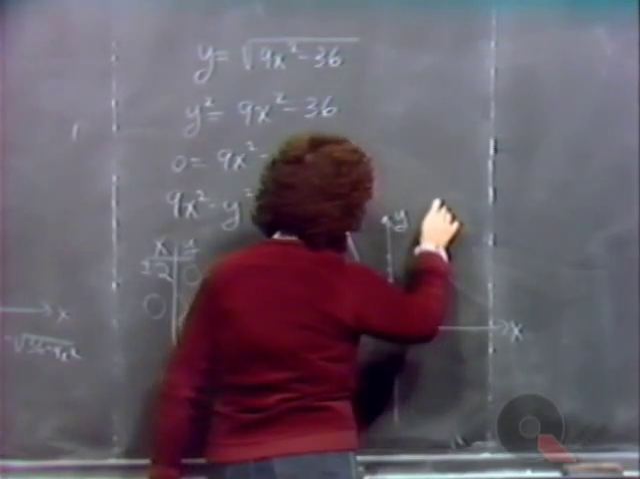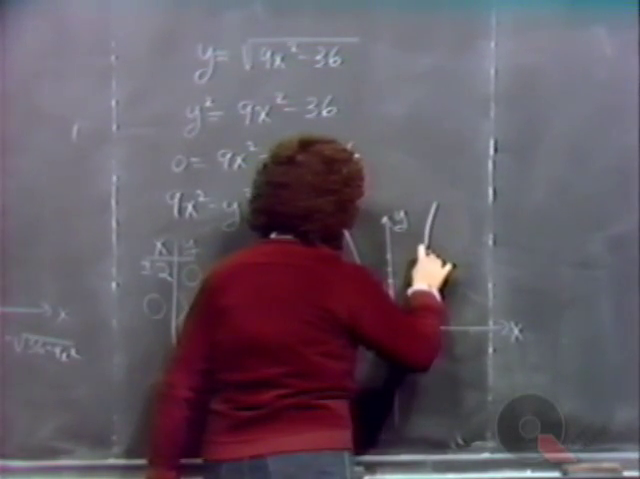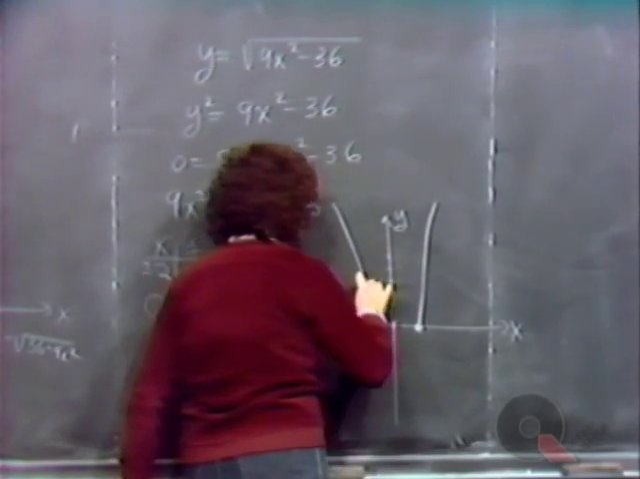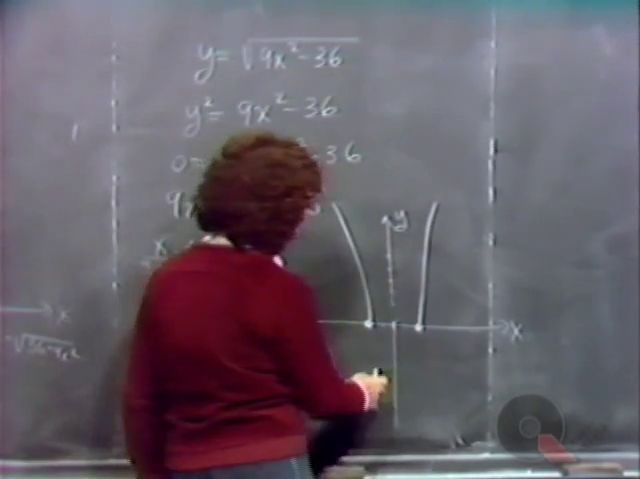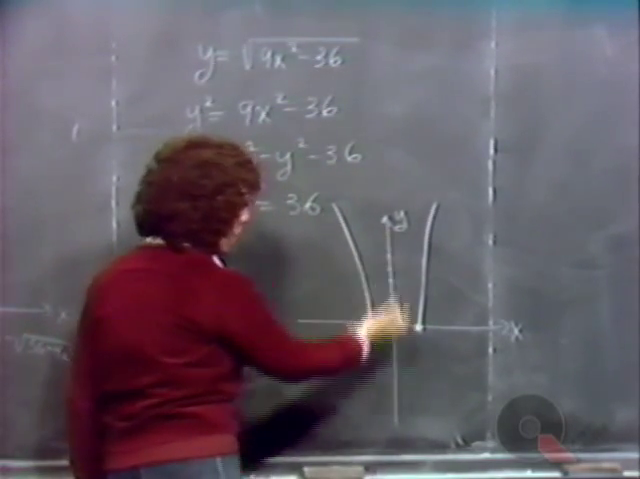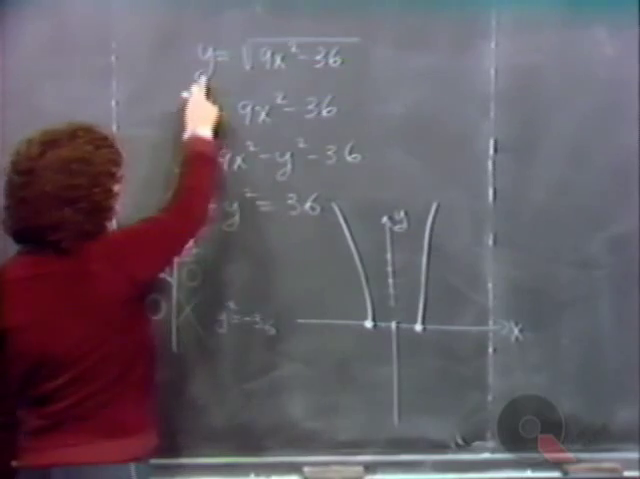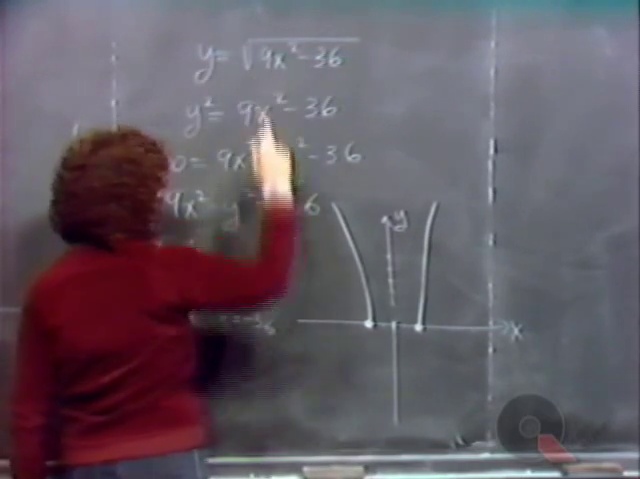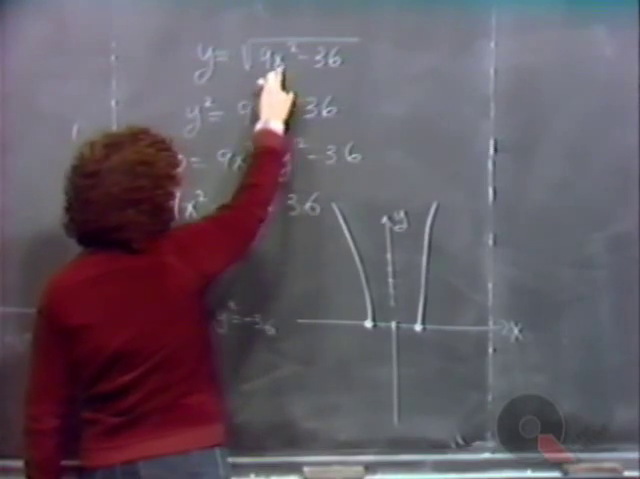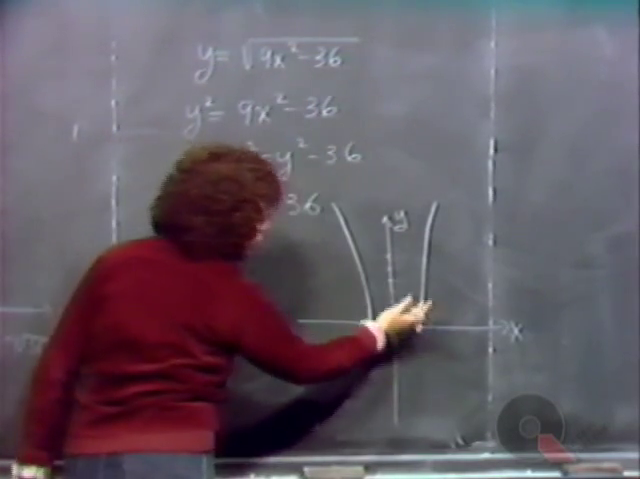So what we get is just the top half of this hyperbola with intercepts of 2 and minus 2 on the x-axis, no y-intercepts, the top half only. Y can never be negative since we have the positive square root. Y can be 0. For example, if x is 2, y is 0, but it can never be negative.